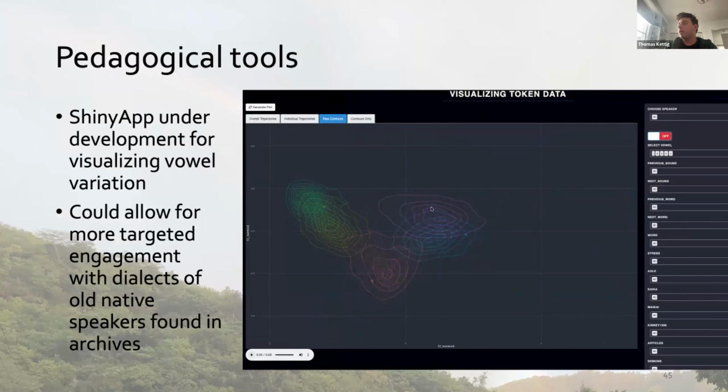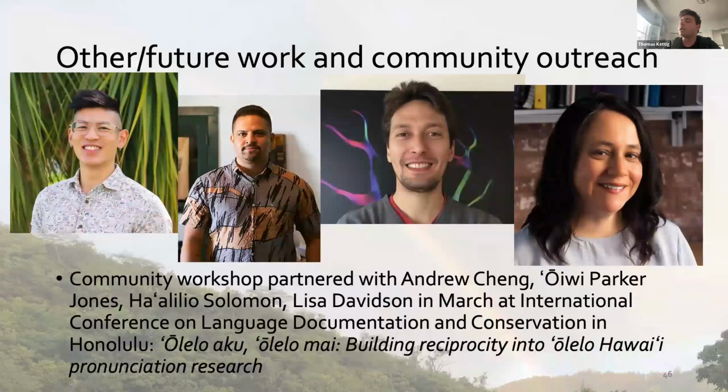We also have the ability in this app to click on individual sounds and hear them. So we can listen to the original sound that is creating these dots for monophthongs or these trajectories for the diphthongs, and we can make this connection of the visual and the auditory to increase learner engagement. So this is something I've been developing that I hope is going to be useful in the future.